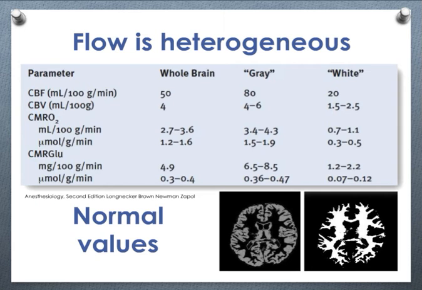Having said that, we can be very broad, saying that the whole brain cerebral blood flow is 50 ml per 100 grams per minute, but we have huge differences that are due to the different neuronal activity. Gray matter has a higher metabolic demand and needs more flow. White matter has lower metabolic demands, with lower flow. So we have heterogeneous flow even in the normal situation.